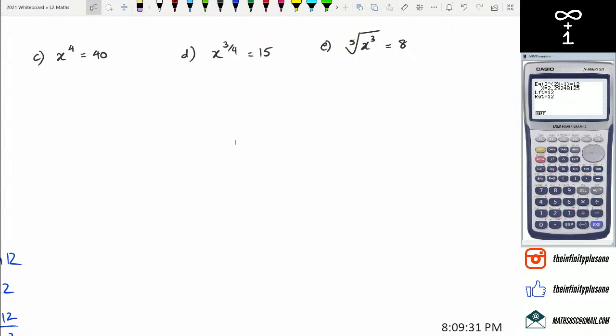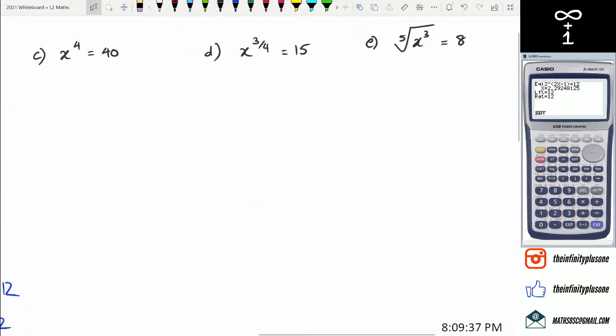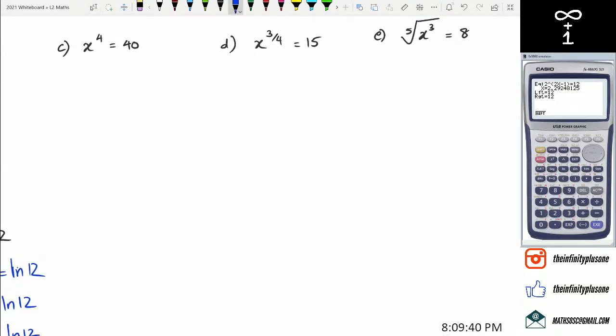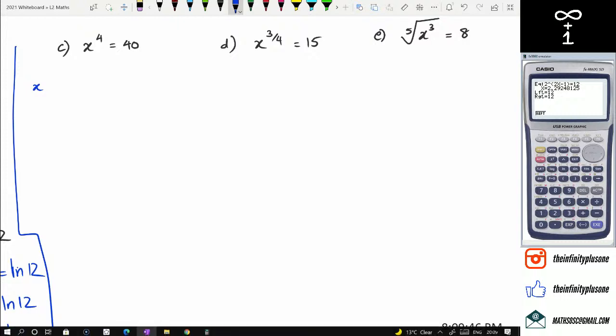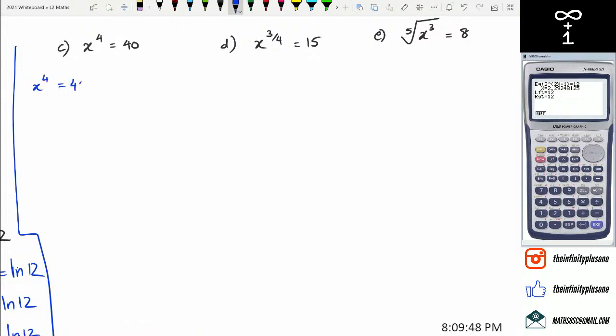You know what? Long method, just for those who want to see how miserable this question is. So I'm going to do it right about here. Long method first, and then I'll show you guys the short method. So we've got x to the power of 4 is equal to 40. So we're going to take ln. Ln of x to the power of 4 equals ln of 40.